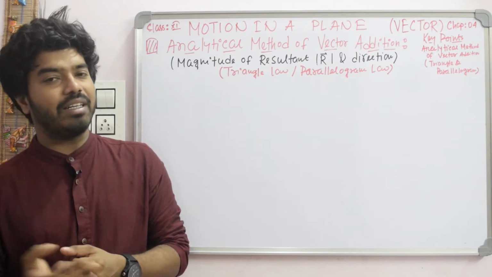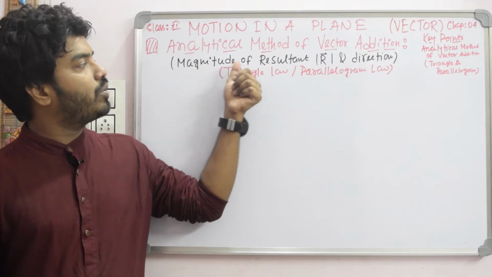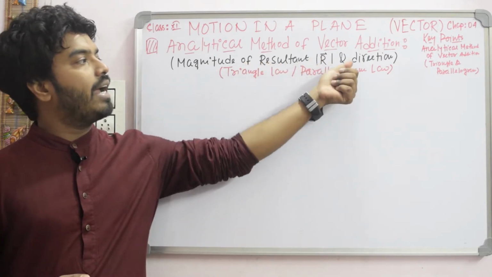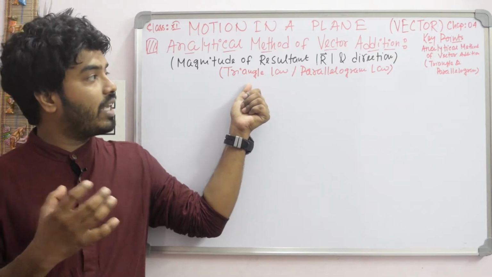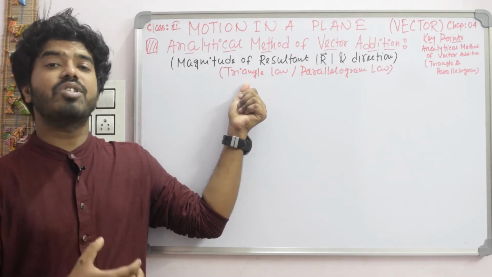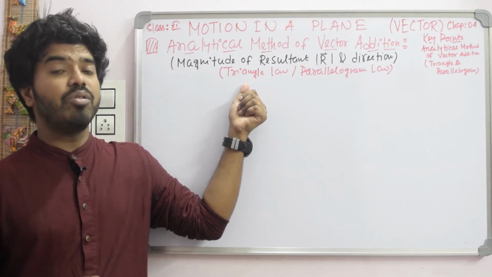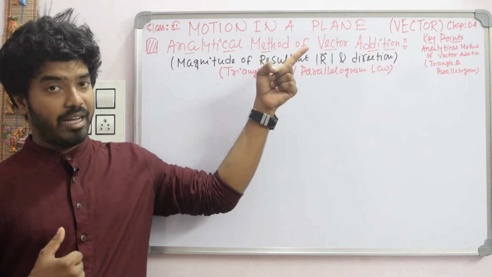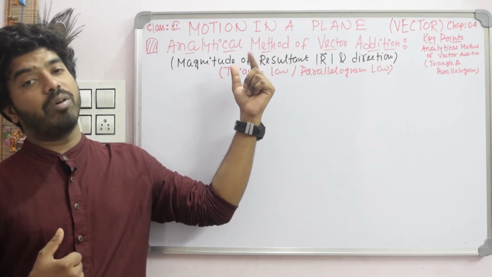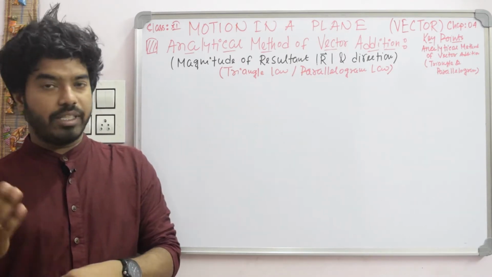Open your copy and write down. First of all we derive the magnitude of resultant R and its direction with the help of the triangle law. For seeing this lecture, at first you have to know about the triangle law, parallelogram law and polygon law. If you haven't watched the previous video, there is an i button and a link given; go and watch it and come back to this class. So let's begin.